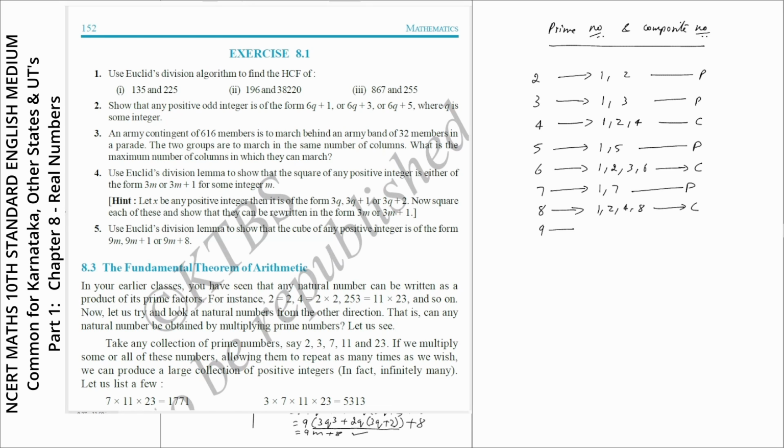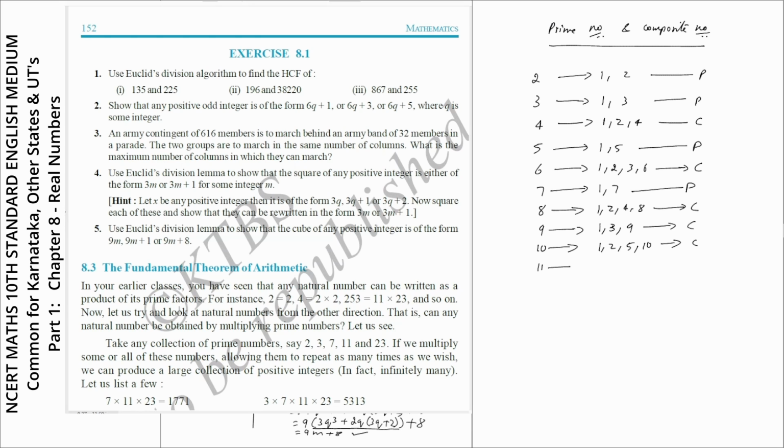What about 9? So factors of 9: 1 is a factor. 2 is not a factor, but 3 divides 9, so 3 is a factor, and 9 is a factor. So apart from 1 and 9, 3 is a factor. Therefore this is not a prime, this is a composite number. What about 10? Factors of 10 are 1, 2 divides 10, so 2 is a factor. Then 5 divides 10, therefore 5 is a factor. Then 10, so this is not a prime number. 10 is a composite number.